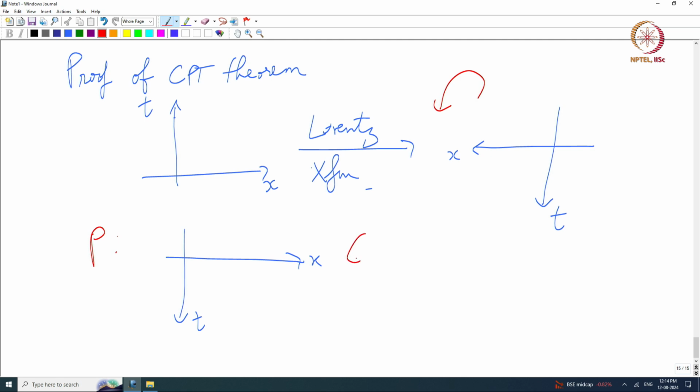What happens under time reversal? Under time reversal, I have now flipped time but not X. So, what has happened now? I have recovered what I started with, right, before I did the Lorentz transformation, by applying P and T. Okay. So, where is C here? I need both, I need all three, right.